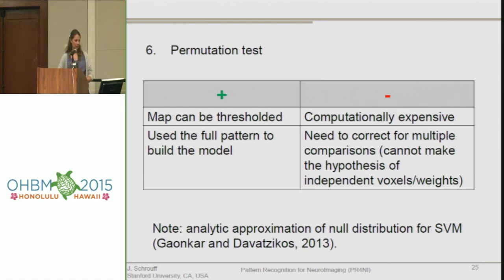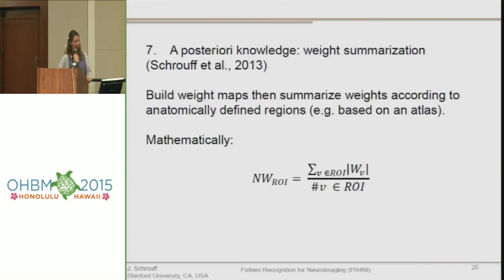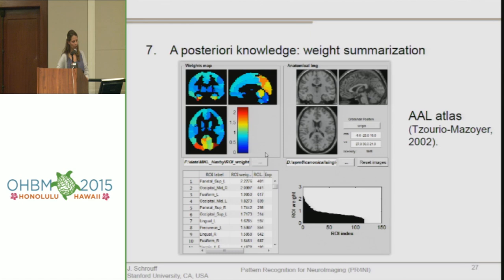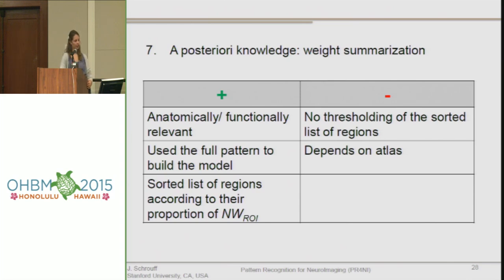I said it's very expensive in terms of computation, and in their paper they came up with an analytic approximation of the null distribution for an SVM classifier, which only applies to SVM though. And then the last thing, which is a very simple thing to do, is just take the atlas after you have built your model and average the weights within each of the regions specified by the atlas. So here it is just taking the absolute values and averaging. You can also obtain a list of the regions with their contribution, but you can see that the plot that was sparse earlier with MKL is not sparse, and so you cannot threshold that list. And of course, it still depends on the atlas.